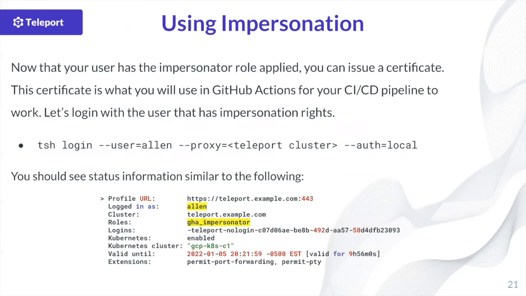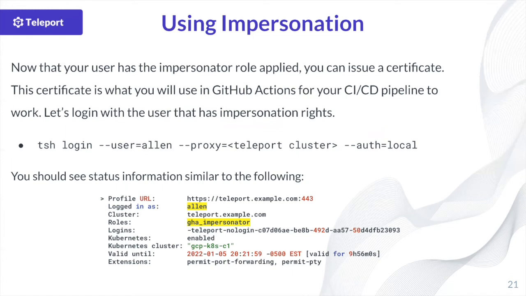All right. So moving on, as we start using this, we have our user that has this role applied. So we're going to issue a certificate. And this certificate is what we're going to use within GitHub Actions because we need to export it from the cluster itself. So again, I'm logging in as my user with tsh. I'm doing this from the command line. I'm logging in as my user, pointing to where my cluster is. Authentication local, because this is just for demo purposes. I have a local user.